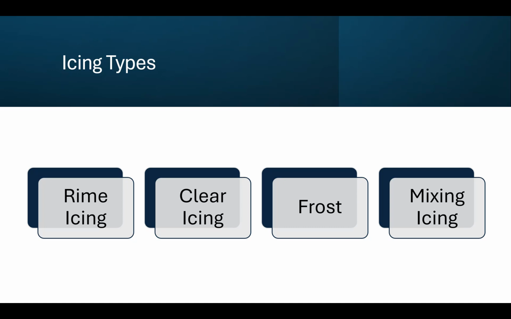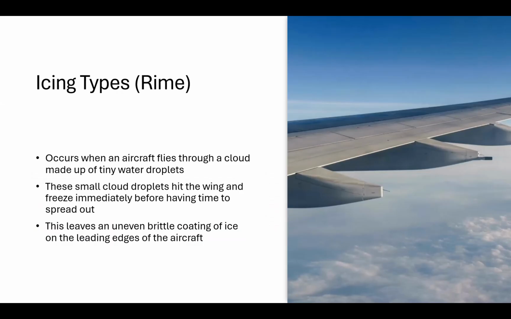Here are the icing types we'll discuss. We've got rime icing, clear icing, frost, as well as mixed icing. For rime ice, this occurs when an aircraft flies through a cloud, and this cloud is made up of tiny water droplets. And when I think of tiny water droplets in a cloud, I'm automatically thinking of stratus type clouds. These small cloud droplets hit the wing as that plane flies through the cloud. They freeze immediately before having time to spread out. So it's like instant freezing on the wings.